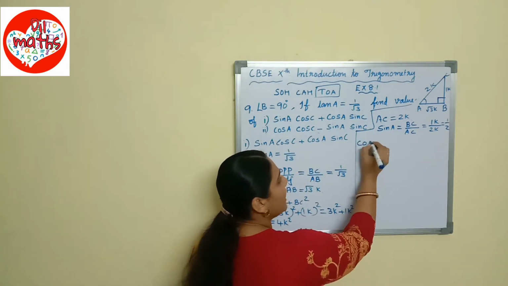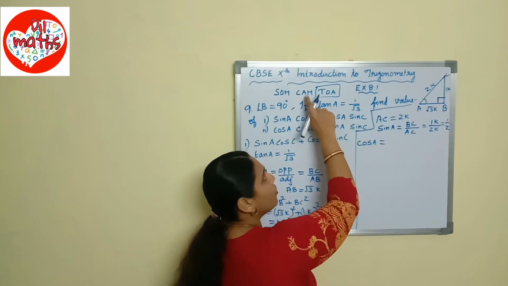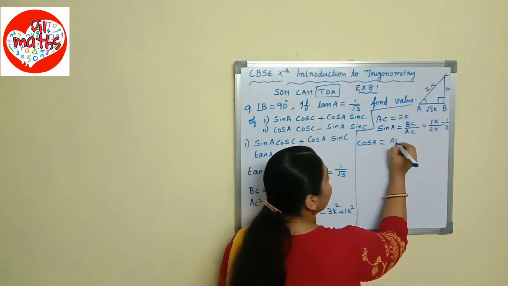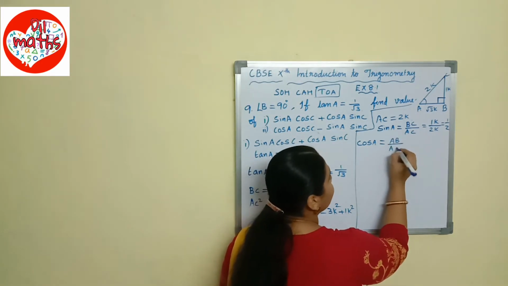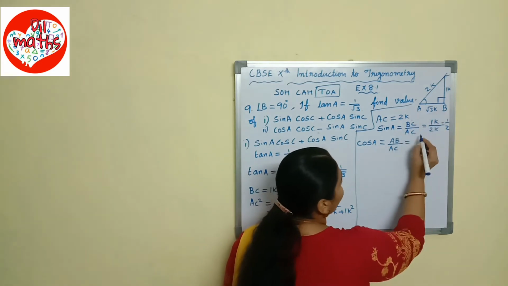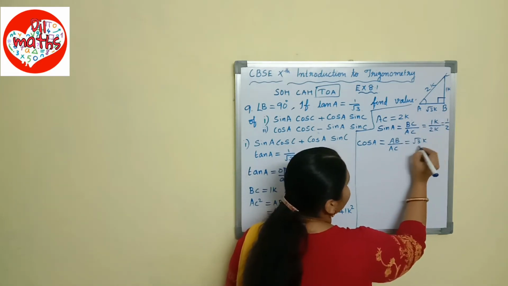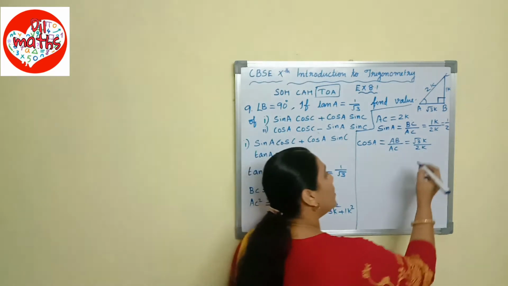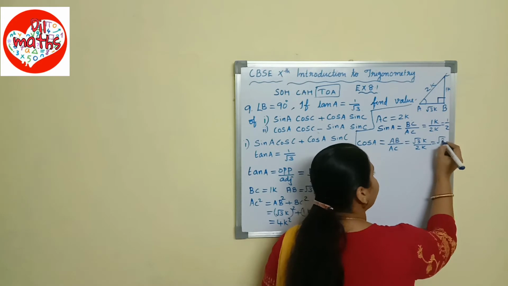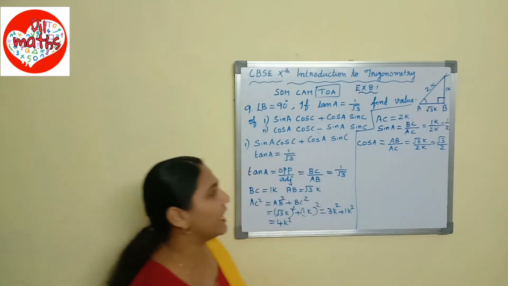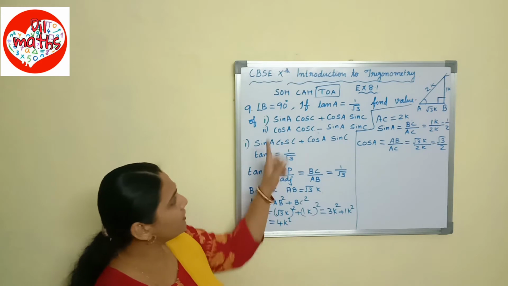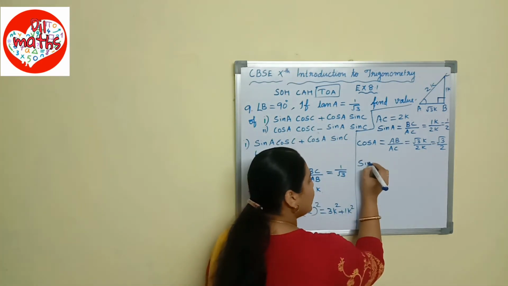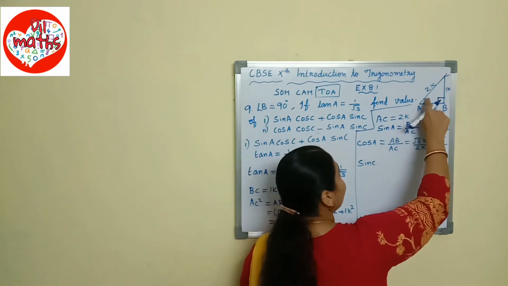Next one, cos A. What is cos A? Cos A is equal to adjacent divided by hypotenuse. With respect to A, which one is the adjacent side? AB is the adjacent side, and which one is the hypotenuse? AC is the hypotenuse. So AB is root 3K and AC is equal to 2K. And we can cancel the common factor there. What will you get? Root 3 by 2. Isn't it? So we got sin A and cos A. Now what should we find out? Cos C and sin C we should find out. First we will find out sin C. So with respect to C we should take now.